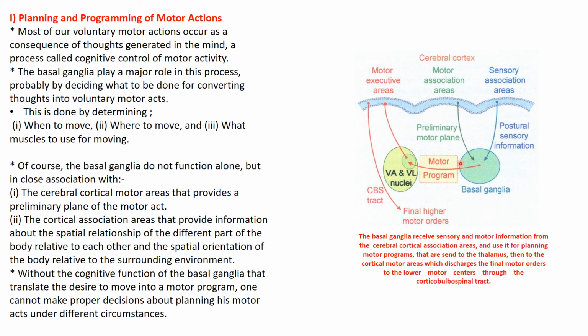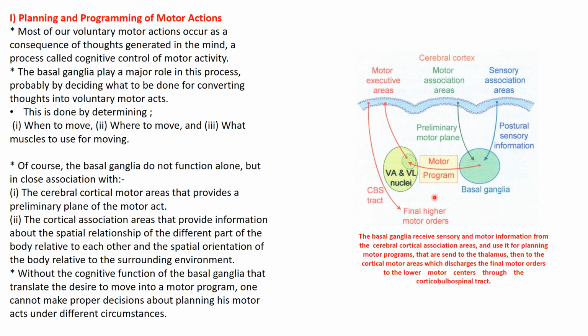So the basal ganglia receive input from the association areas that inform the basal ganglia about the position of the body in relation to each other, and the position of the body in relation to the surrounding environment, through the auditory association areas and the visual association area. And then the basal ganglia is going to determine the motor program by deciding when to move, where to move, and what muscles are needed to produce this movement.